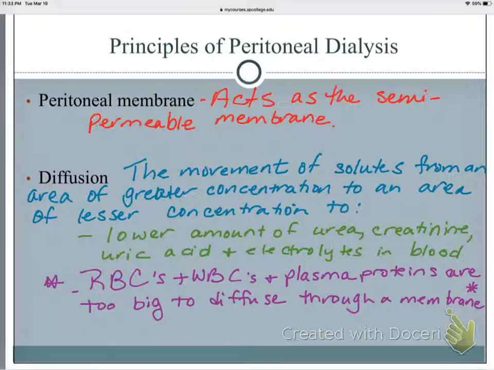Yeah. And sometimes with peritoneal, that membrane, especially if you've had repeated infections, gets more and more permeable, and that's more dangerous because then you will lose too much protein. But we're going to talk about that later with the complications. So good question.